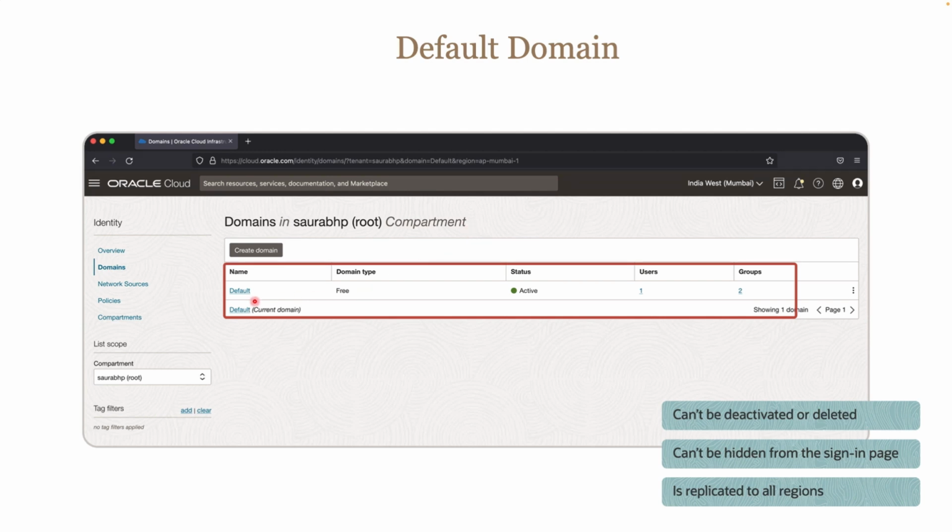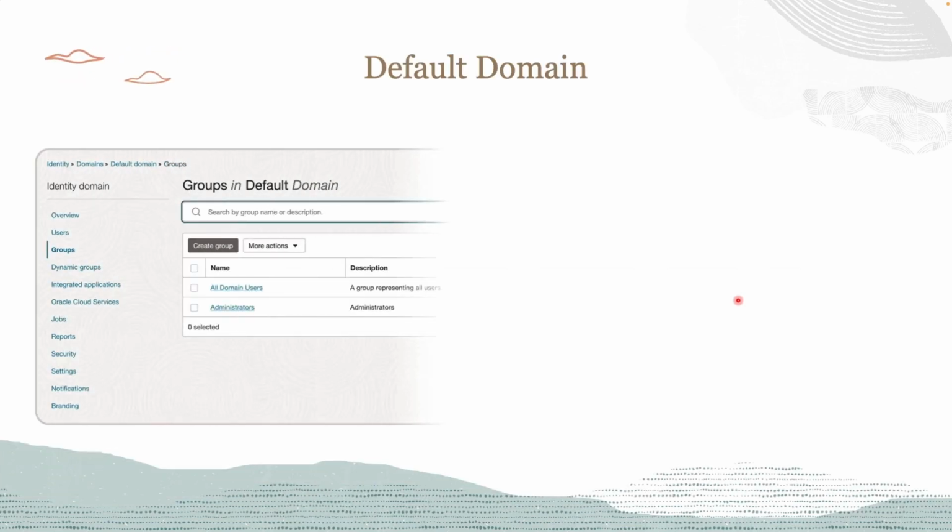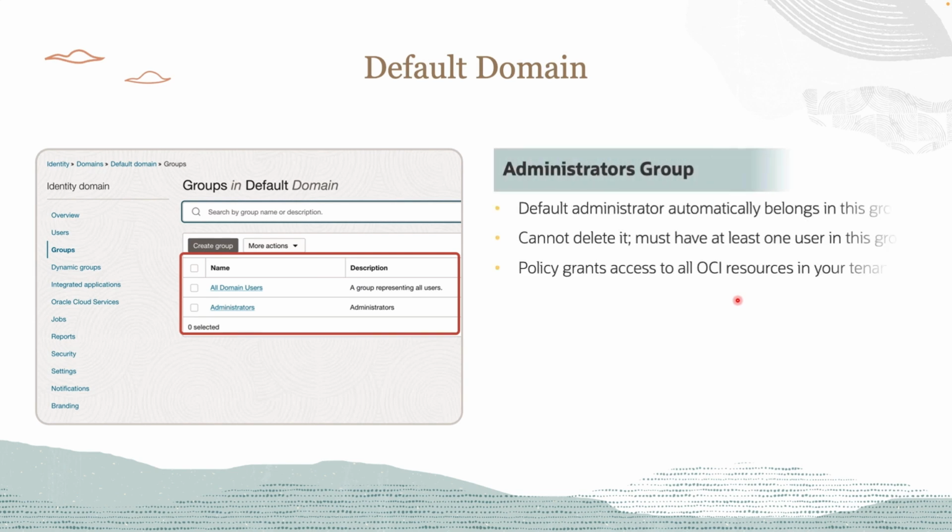And then in your default domain, you have one user and two groups already created. They are all domain user and administrator groups. Your admin or your super user is a part of administrator group. This group cannot be deleted and it must always contain at least one user. In addition, you will have a policy in your tenancy that gives admin group access to all OCI cloud resources. So this particular policy cannot be updated or deleted.